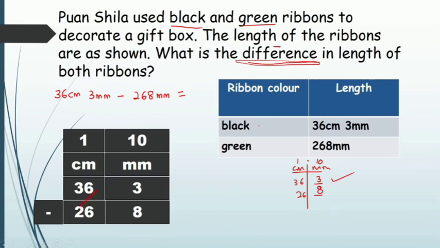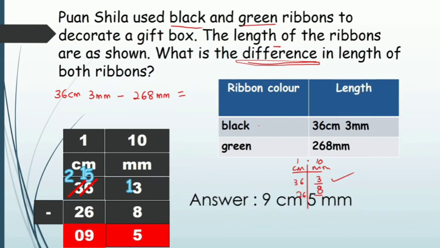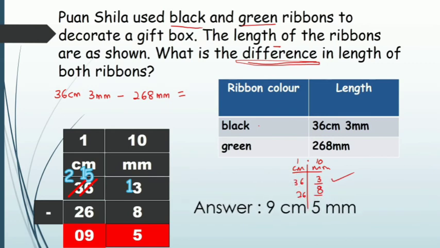Okay, so now listen, we cannot minus 8, so we are going to borrow from this 6. You borrow 1, the balance will be 5, and then this 3 will become 13. 13 minus 8 is 5. And this 5 we cannot minus 6, so we need to borrow 1 from 3, and then the balance is 2, and 15 minus 6 is 9, 2 minus 2 is 0. So the answer is 9 centimeter and 5 millimeter.